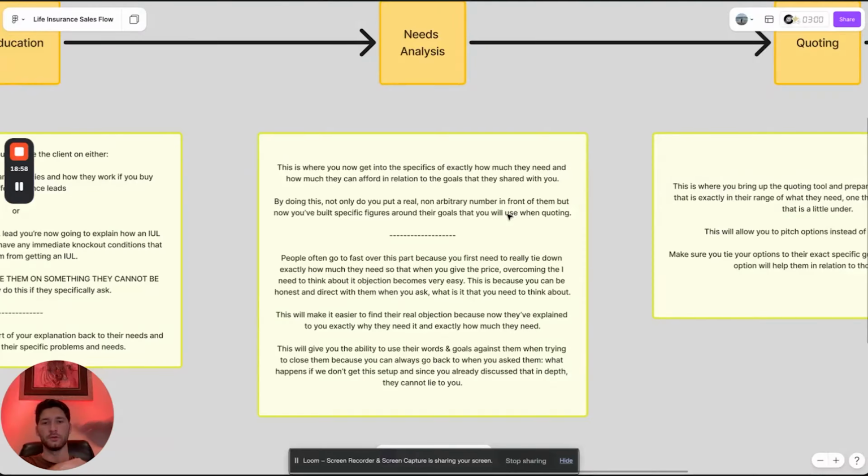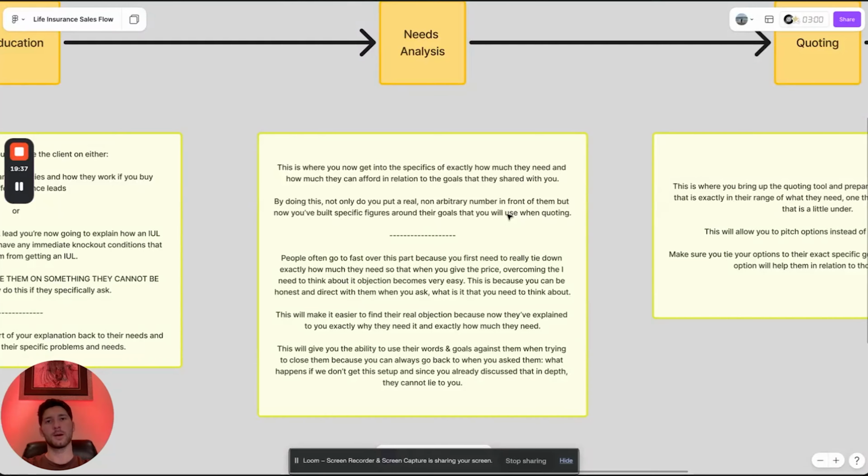Right. So people often go way too fast over this part, because first you need to really tie down exactly how much they need, so that when you give them the price, overcoming the "I need to think about it" objection becomes very easy. Because you can be honest and direct with them when you ask, well, what is it that you need to think about? Because you and I both know that if you die, you have a $200,000 mortgage that will need to be paid for, because your wife does not have a job. So either she's going to need to get a second job, take out a loan, or sell the home. And just to make sure, you said that you don't want any of those things to happen, correct? Okay. So what really, John or Mark, you can be honest with me.